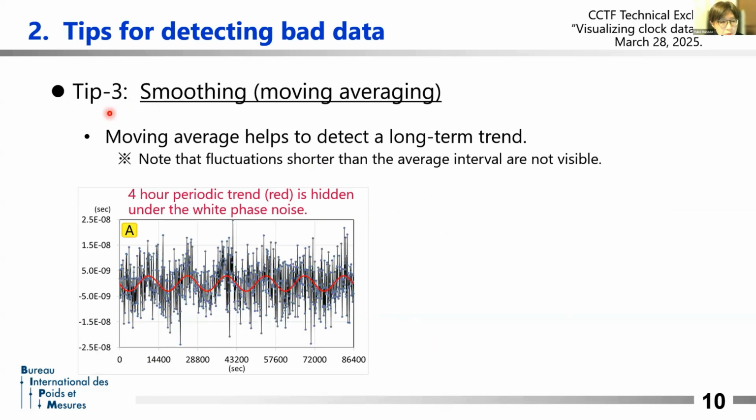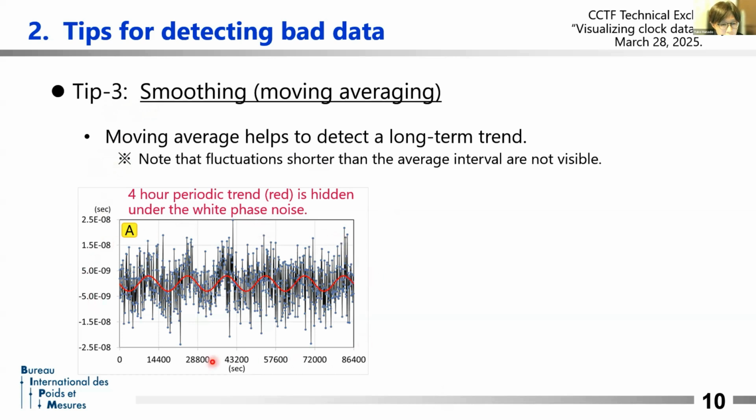Tip 3 is smoothing, for which a moving average is often used. Moving average helps to detect a long-term trend. Here, please note that fluctuations shorter than the average interval are not visible in the moving average.